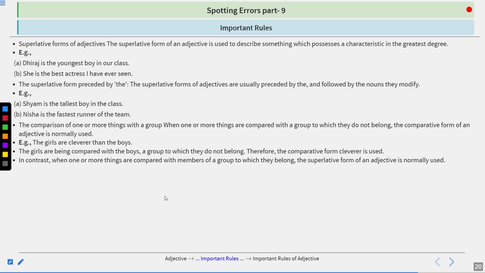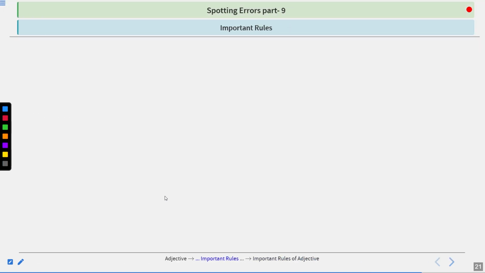In contrast, when one or more things are compared with members of a group to which they belong, the superlative form of an adjective is normally used. So, if they do not belong, we can use comparative degree. If they belong, we use superlative degree. Ashok is the youngest of all the boys in the class. I hope you understood. Important rules.